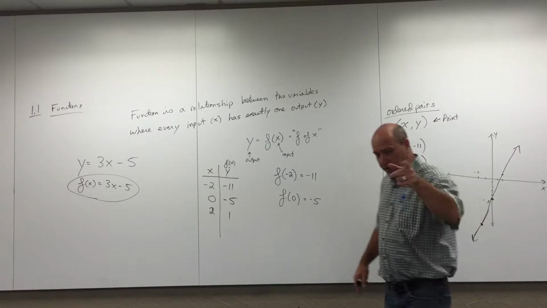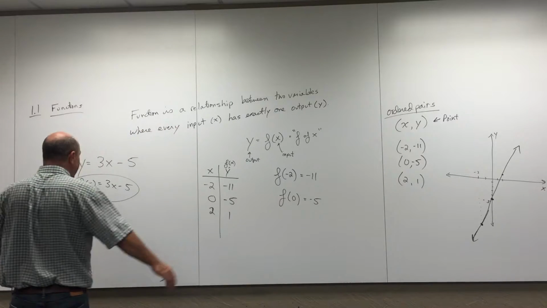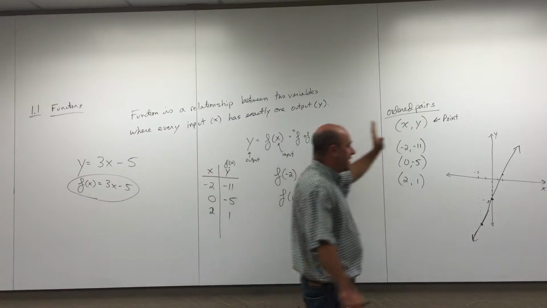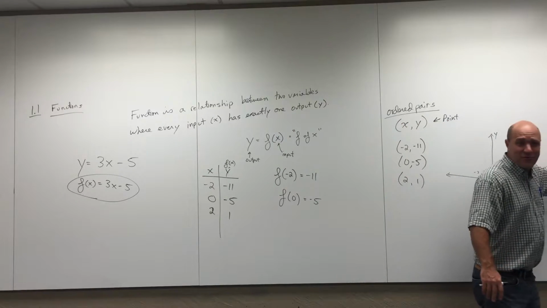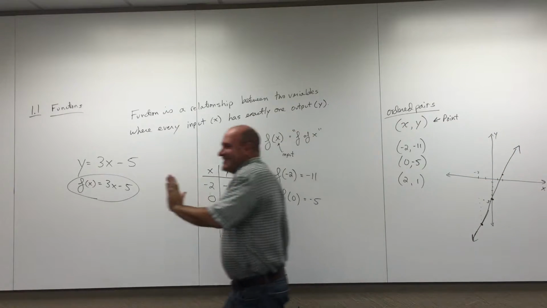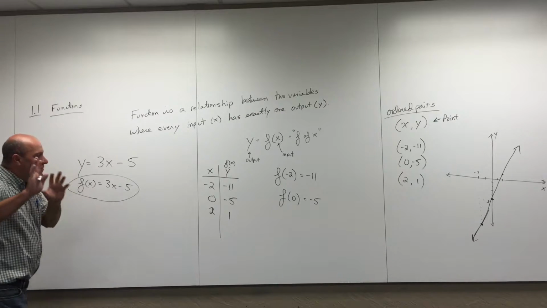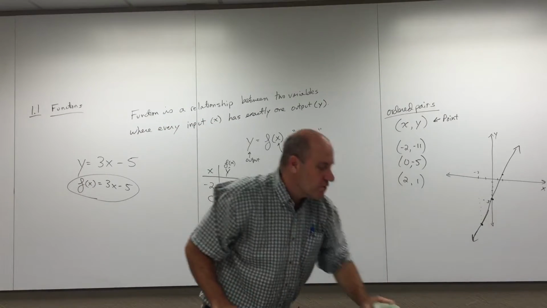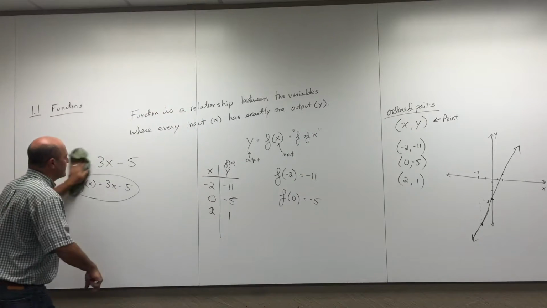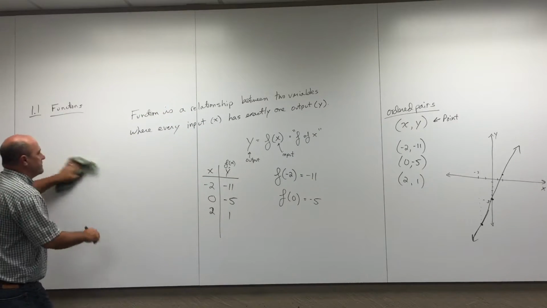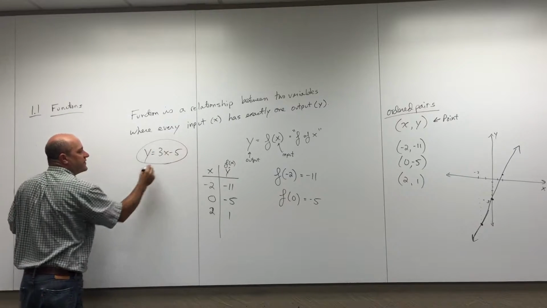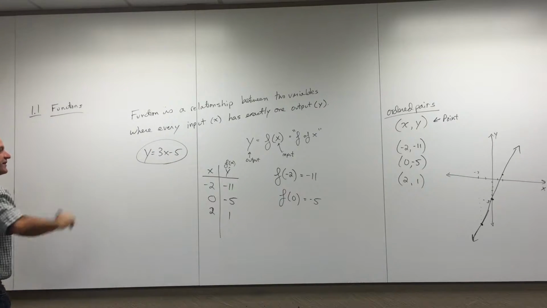One thing I do when I'm running this video, I'm sort of working between this line and this line, so I'm running out of room here. I wanted to say one more thing. I'll give myself a little space. This was y equals 3x minus 5. This was the equation we started with and discussed.